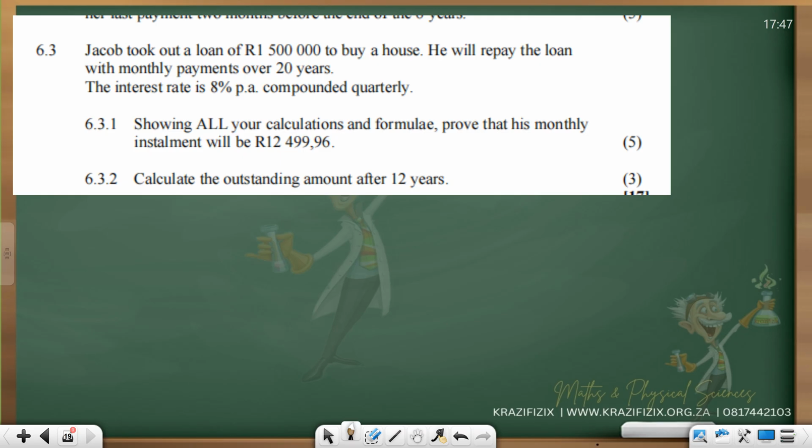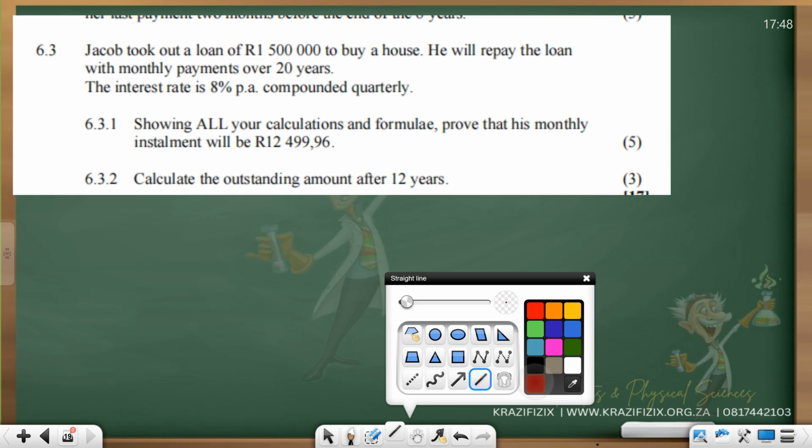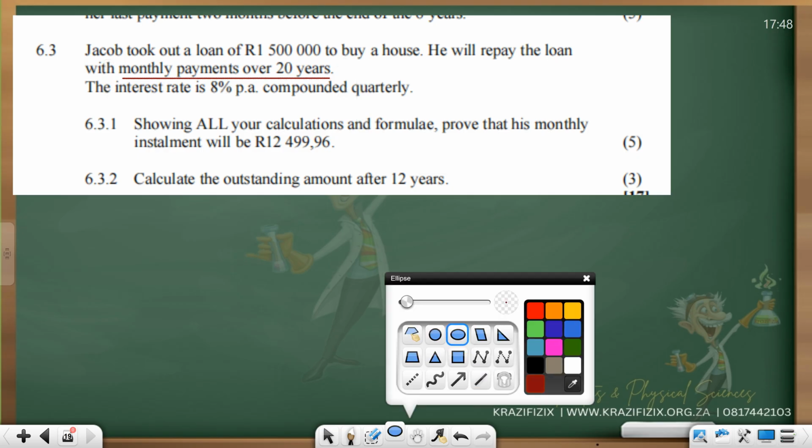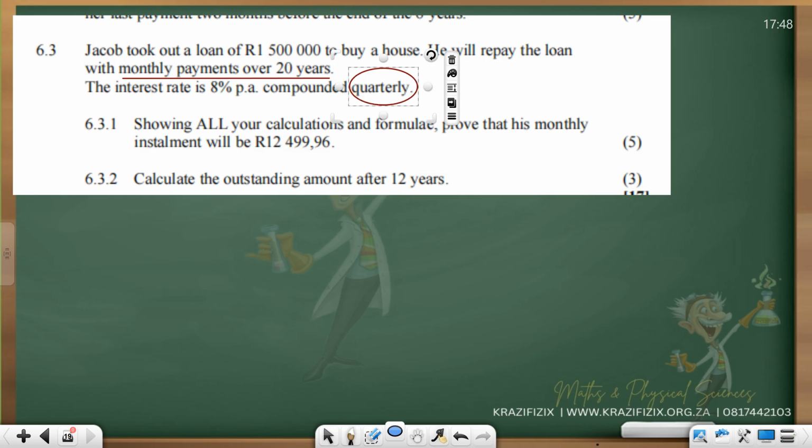Finally, our finance. I gave you this question. Jacob took out a loan of 1.5 million to buy a house. He would repay the loan monthly. I told you the things to take note of. Monthly. But the rate is 8% compounded quarterly. We have a big problem. Quarterly and monthly, that will not work. Show all your calculations, prove that his monthly installment.